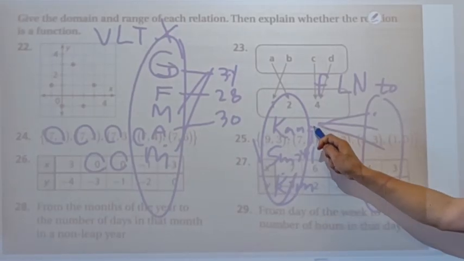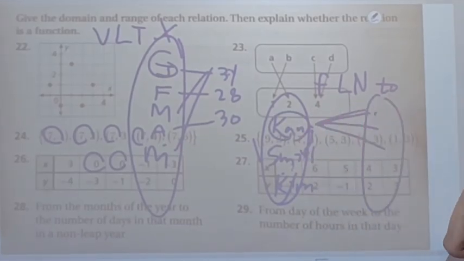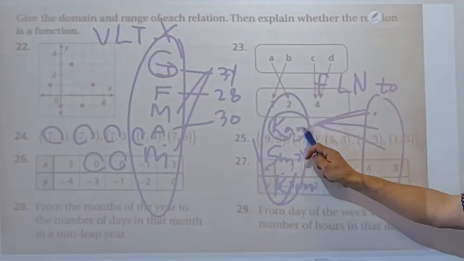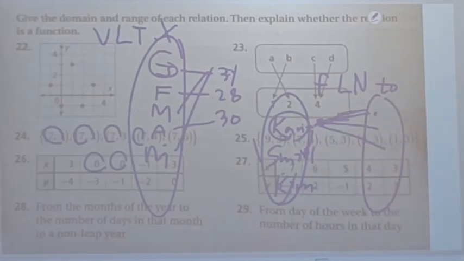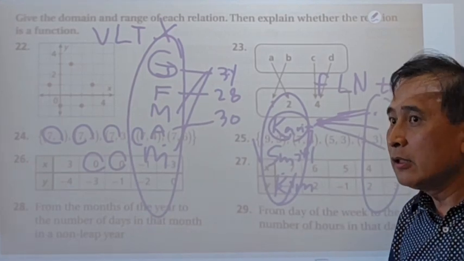Not a function, because here any X has more than 2. It should have only 1. Because of several possible, then not a function. Make sense? Everybody clear? Yes. What makes it different than the month?